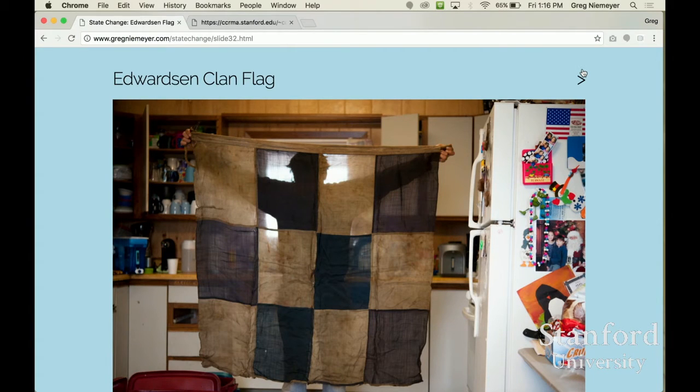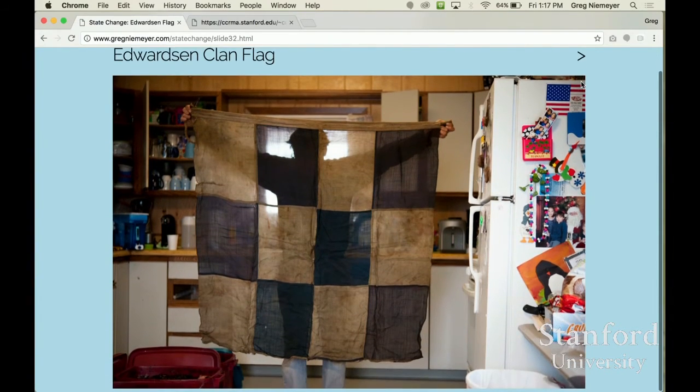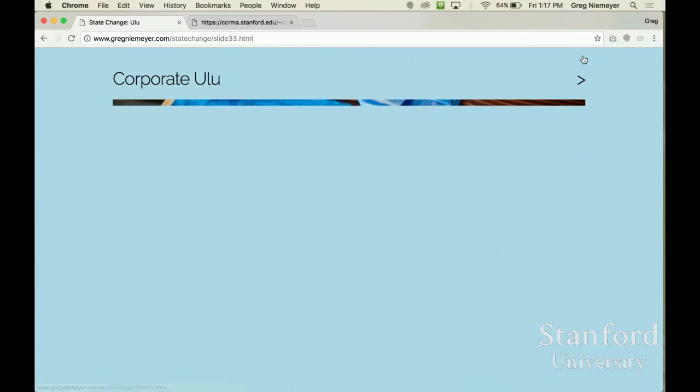Here, we're going to take another look at the Edwardsen clan. Here's the Edwardsen clan flag, which is taken from the sailing alphabet. It's N, and it's not for Edwardsen, it's for Nelson, which was the previous captain's last name. But it stays in the clan, the name changes sometimes.